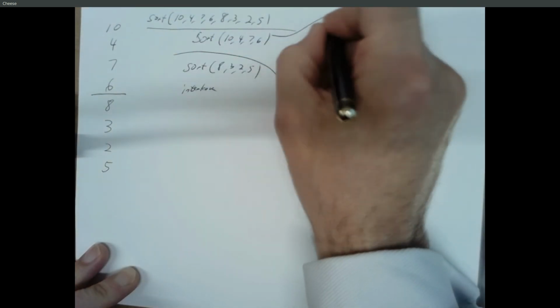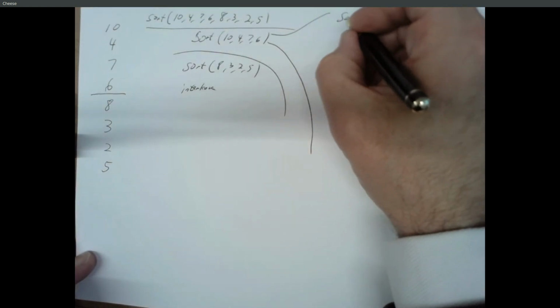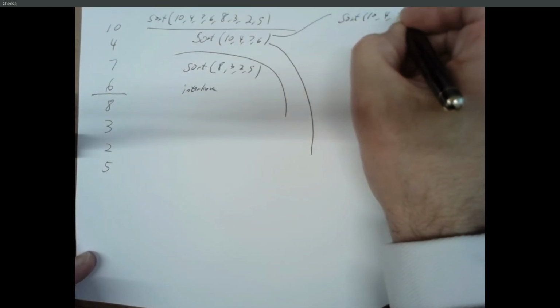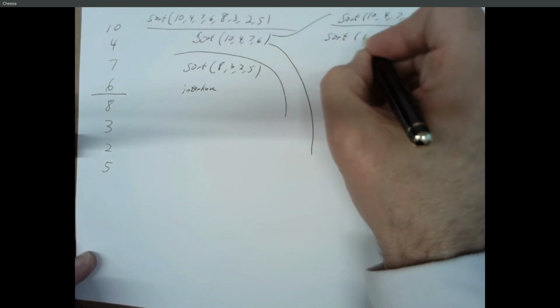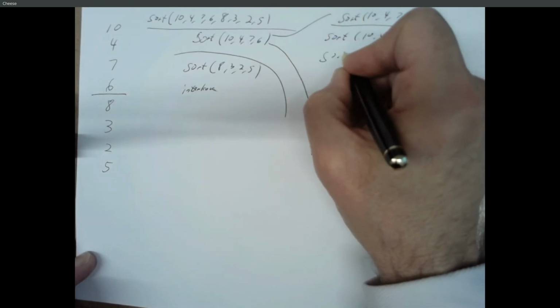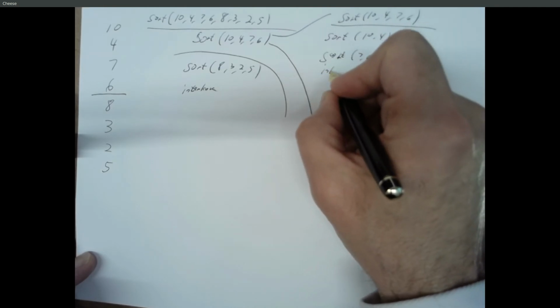Okay, how do I sort 10, 4, 7, 6? I'm going to split this in half. I'm going to sort 10 and 4. I'm going to sort 7 and 6, and then I'm going to interleave.